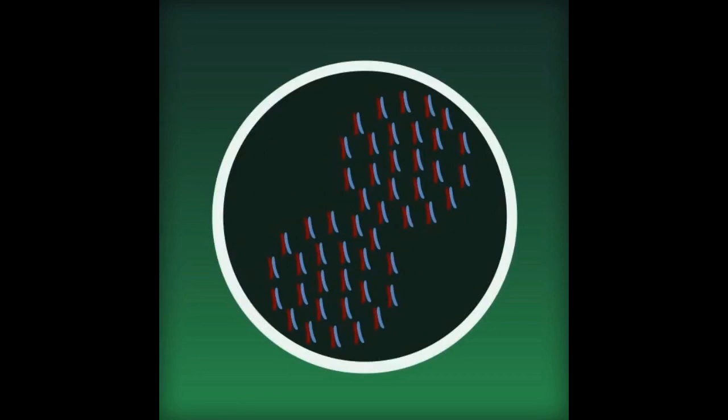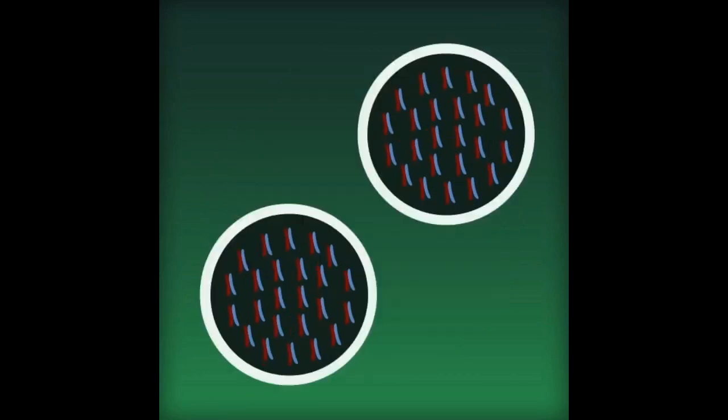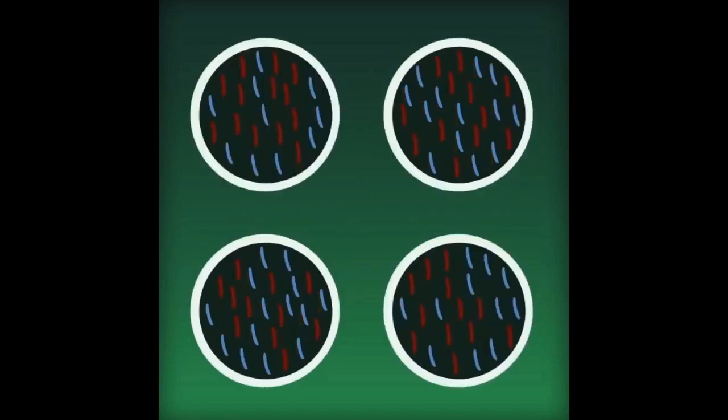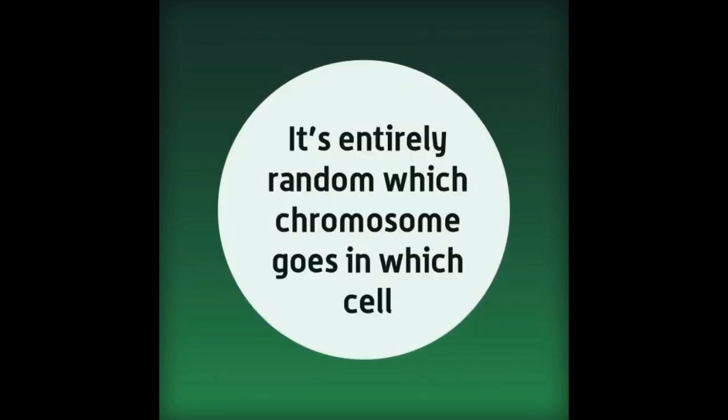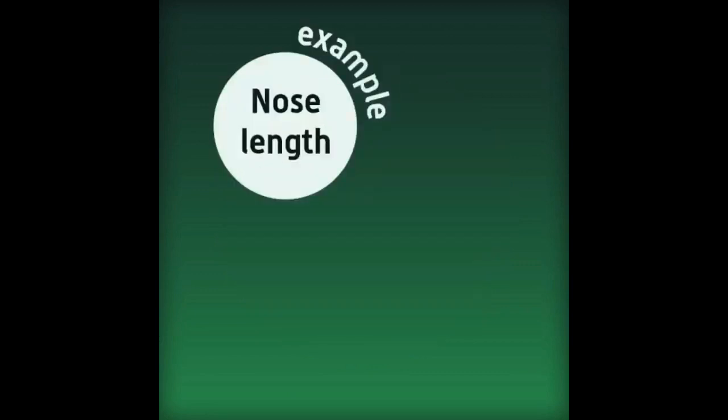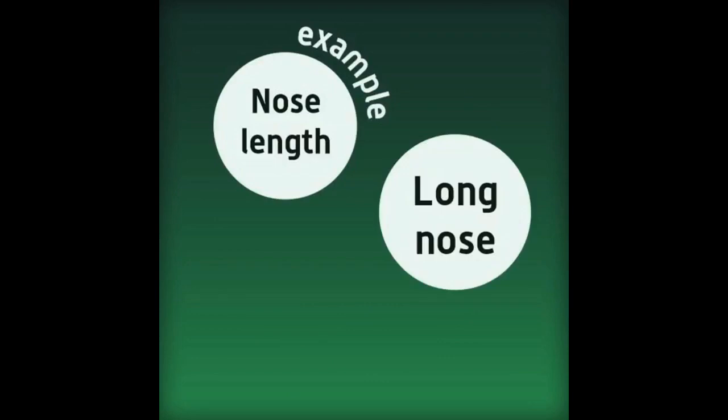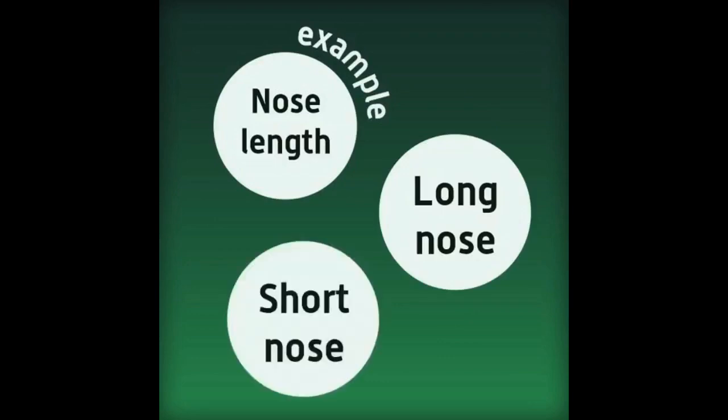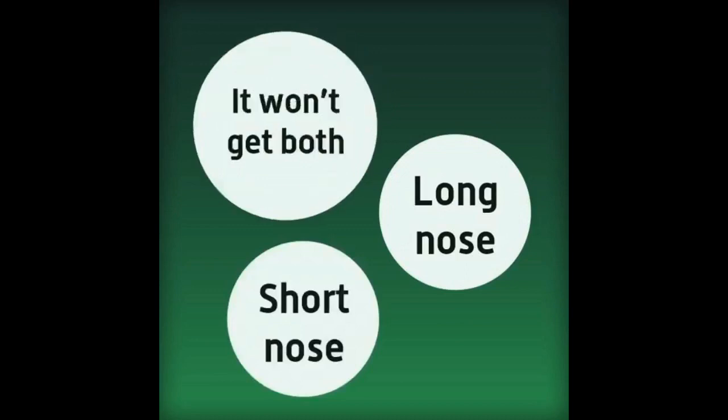pairs of chromosomes. The cell then divides, much like it did in mitosis, to give rise to 2 cells with 46 chromosomes each. The cell now divides again to form 4 varied daughter cells with only 23 single chromosomes in each. The cells are varied because it's entirely random which chromosome goes into which cell. To go back to our nose example, a cell may have the chromosome with the allele for a long nose, or it might have the chromosome with the allele for a short nose, but it won't get both.